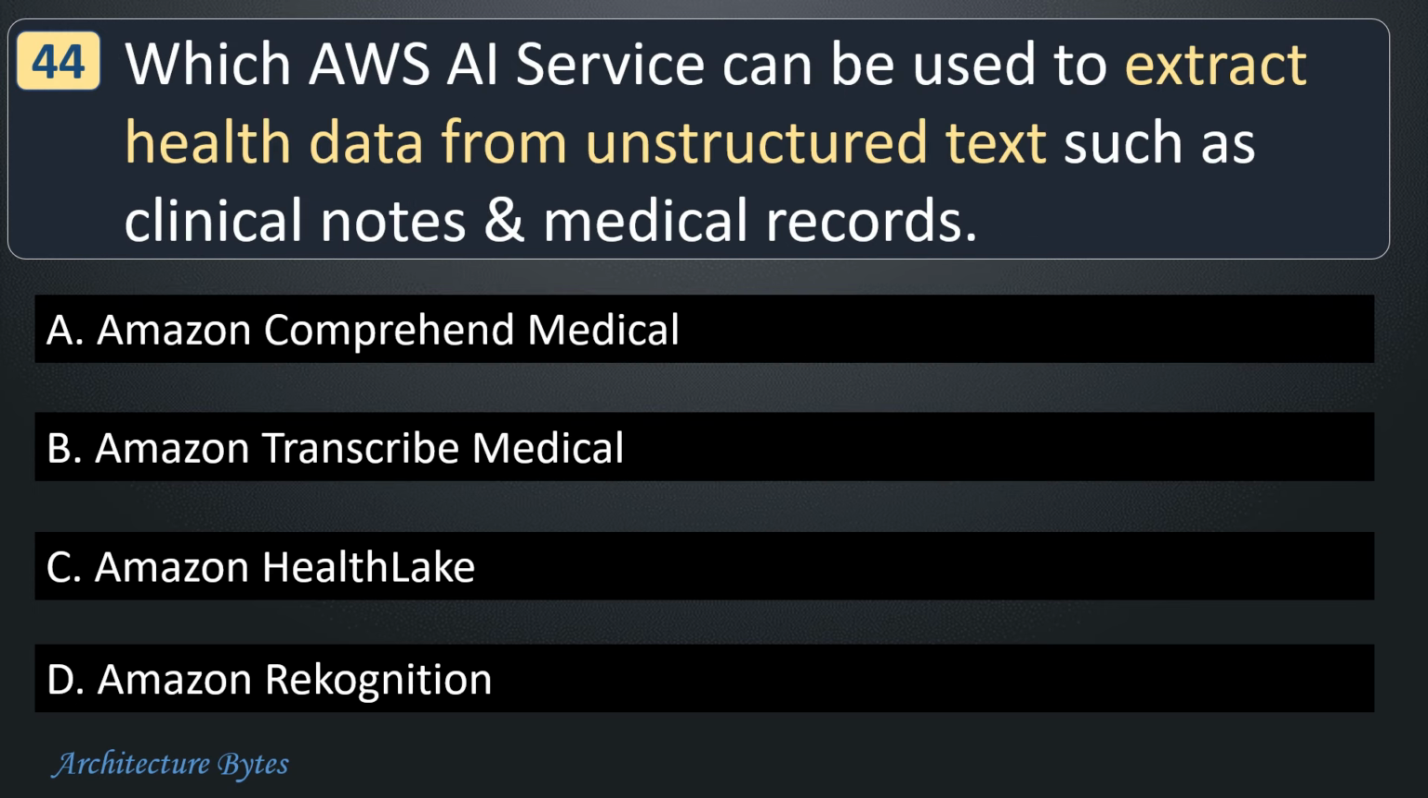Which AWS AI service can be used to extract health data from unstructured text such as clinical notes and medical records? Option A, Amazon Comprehend Medical. B, Amazon Transcribe Medical. C, Amazon HealthLake. Or D, Amazon Rekognition.